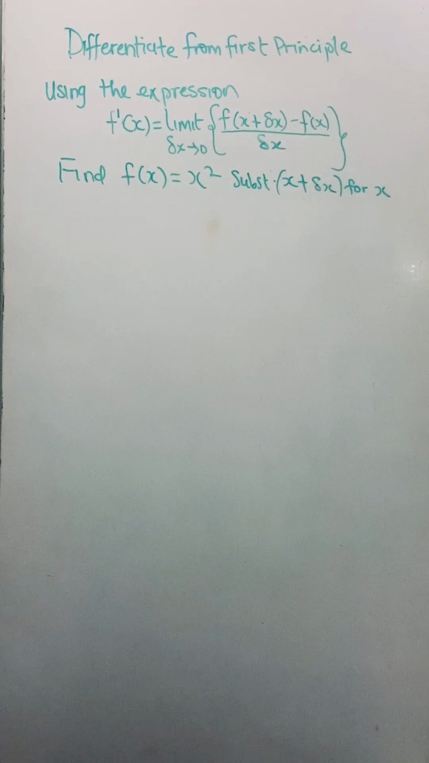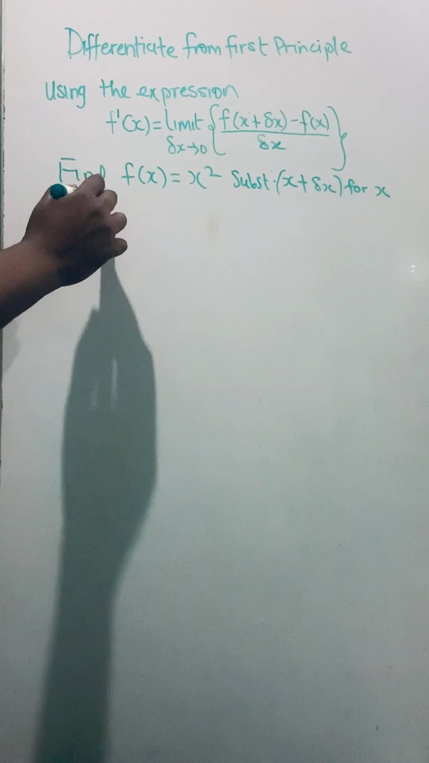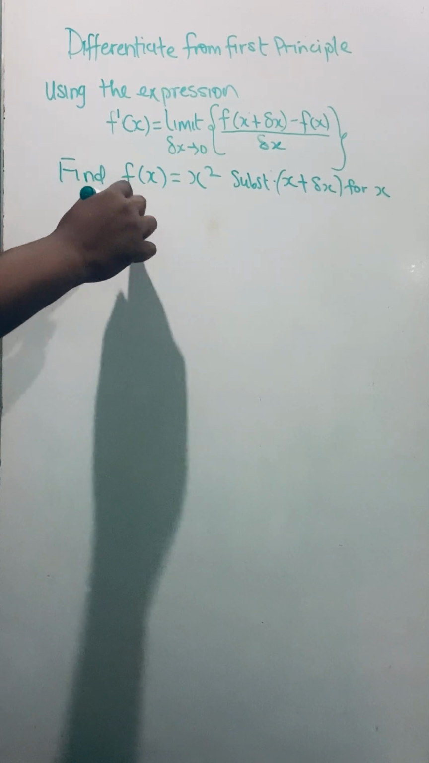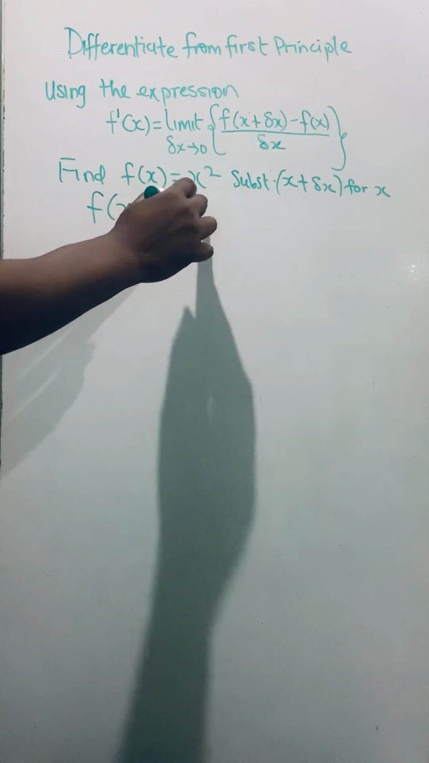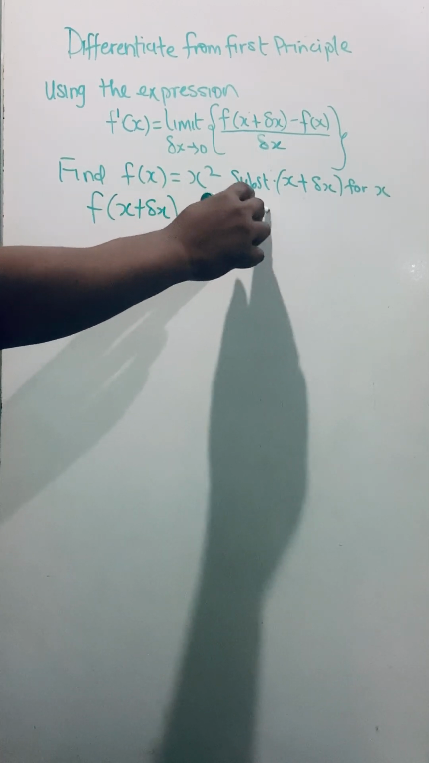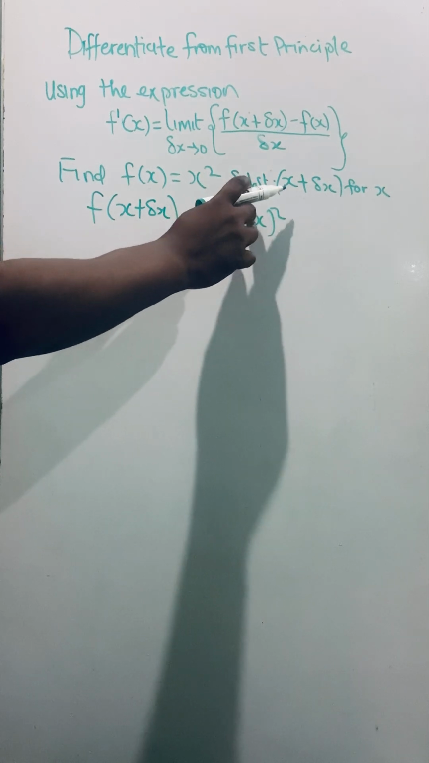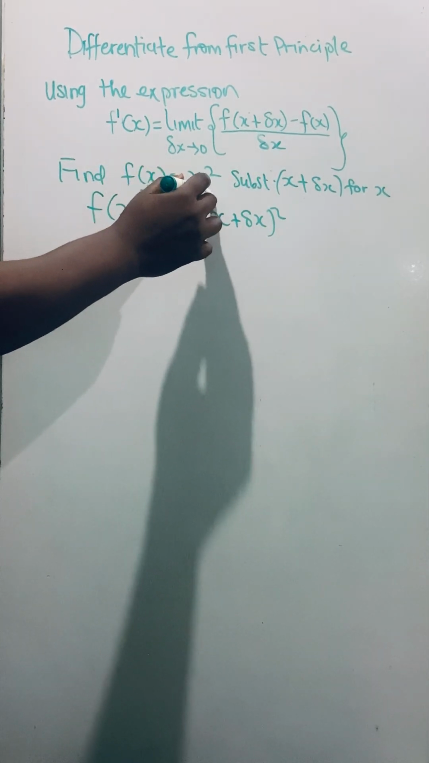Let's go forward. The question says f of x equals x squared. Then how do you do this? The first step we're going to take is substituting x plus delta x for x. So let's do that. f of x plus delta x equals x plus delta x raised to power 2. So this is for this and this is for this.